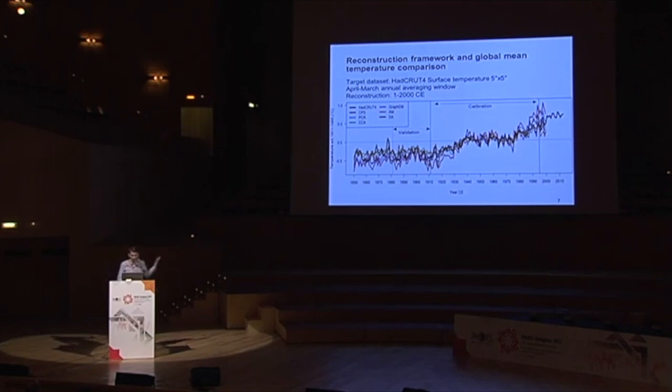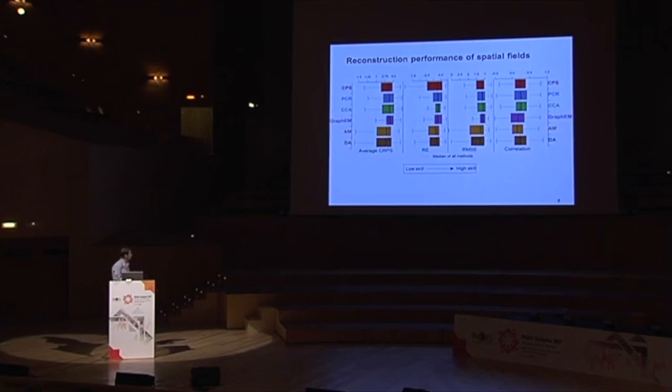And this is just the global mean temperature, to give you a feel for how the different reconstruction methodologies did over that time. I'll be showing some spatial skill next. What I'm showing here is 4 different metrics where we've summarized spatial skill maps and condensed them into box plots.